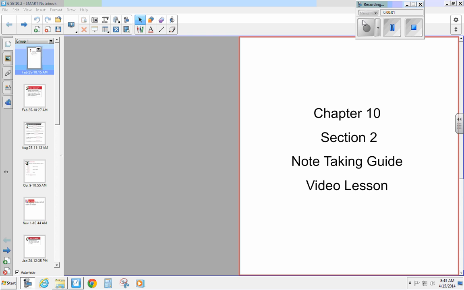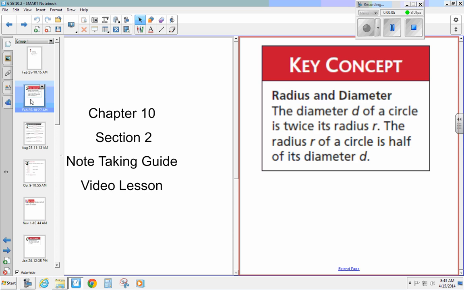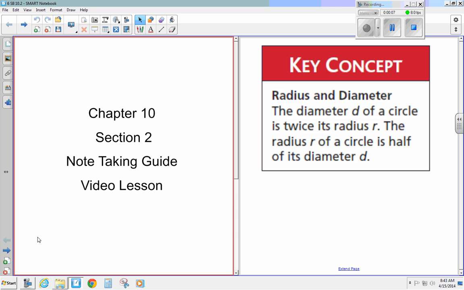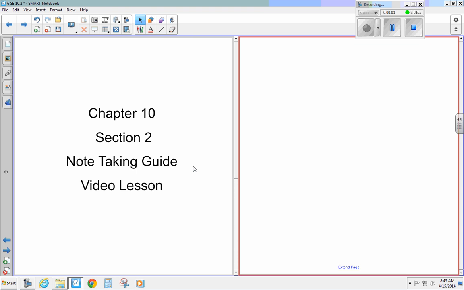Welcome to Chapter 10, Section 2, Circles and Circumferences. Before we begin, though, I would like to take a moment and talk about what we talked about last section, which was perimeter.